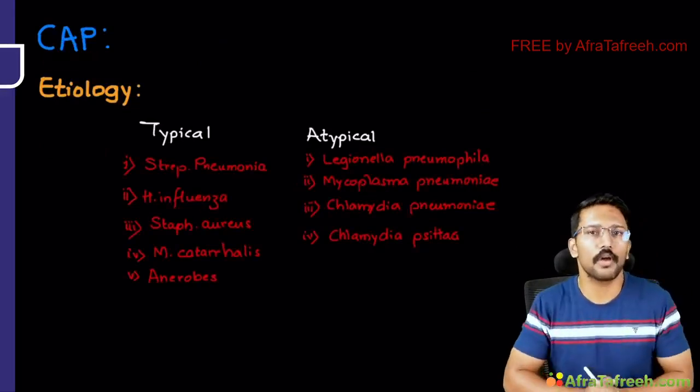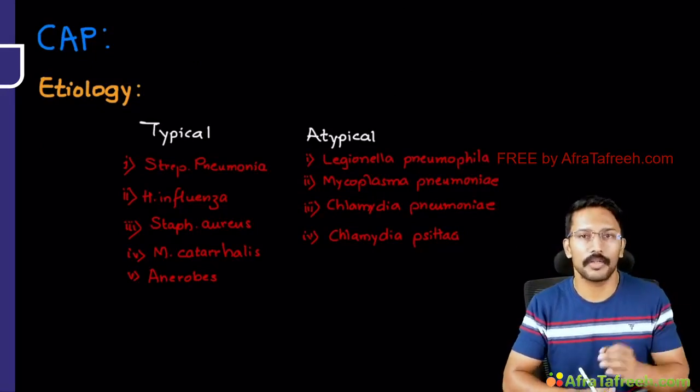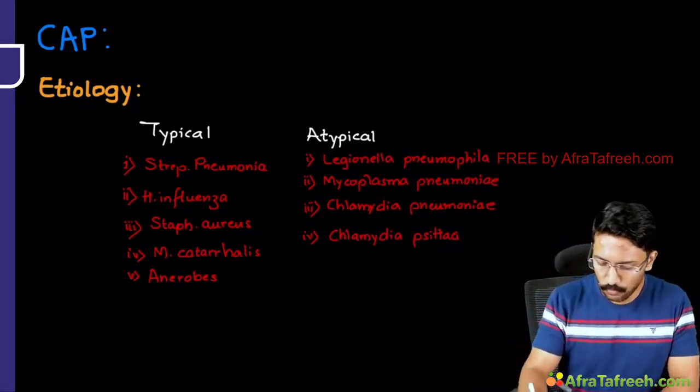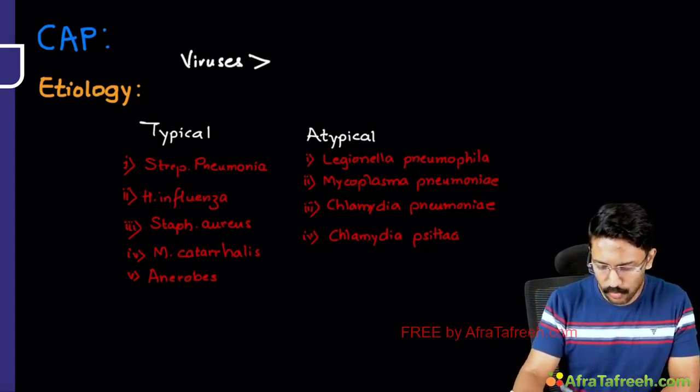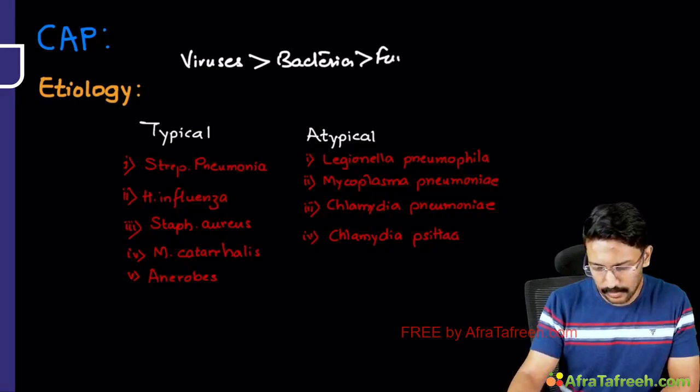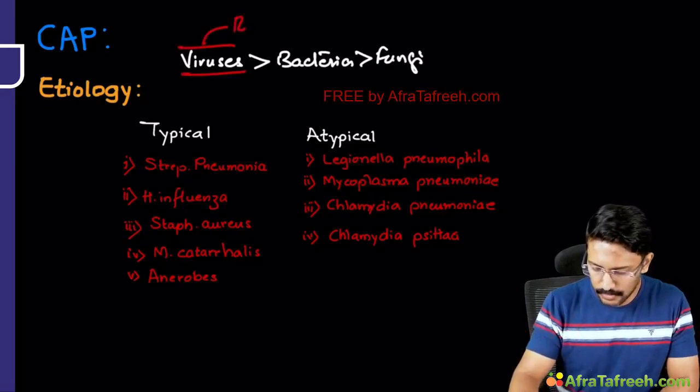Now when we talk about the organisms which are responsible for community acquired pneumonia, you have to remember that overall viruses are most common. Viruses are more common than bacteria, then obviously fungi, right? Fungi are least common. Okay. Among the viruses, it is the rhinoviruses which are most common.